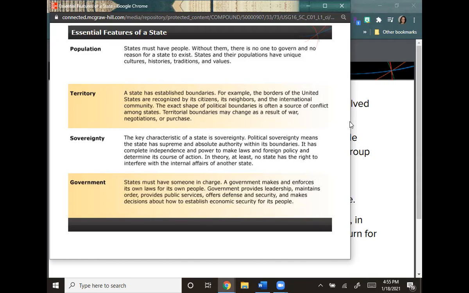If they break off from the United States and declare themselves their own country, then they would have complete sovereignty. It has complete independence and power to make laws and foreign policy and determine its course of action. In theory, at least, no state has the right to interfere with the internal affairs of another state. States must have someone in charge, which is government. A government makes and enforces its own laws for its own people. Government provides leadership, maintains order, provides public services, offers defense and security, and makes decisions about how to establish economic security for its people.